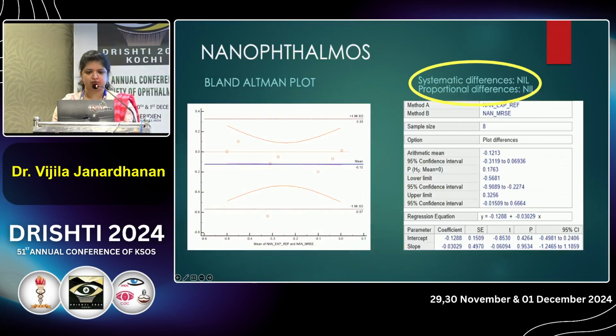And coming to this analysis, the Bland-Altman plot shows the differences between a pair against the mean of the pair of measures. We have plotted the mean of expected and achieved on the x-axis versus the difference between expected and achieved mean refractive spherical equivalent on the y-axis. The mean difference is only minus 0.12, and 95% of the values lie between the limits of agreement, that is the mean difference plus or minus 2 standard deviations. Hence, it shows that there are good results for nanophthalmos using Barrett's Universal 2 formula.